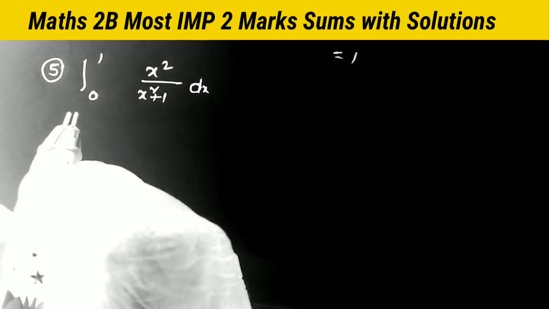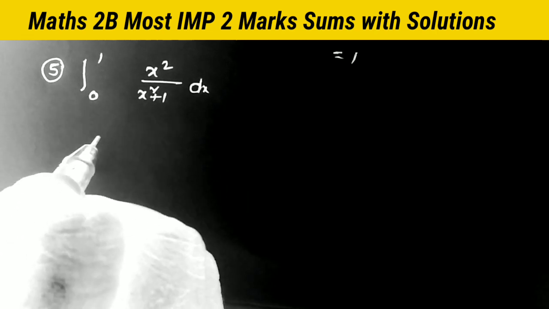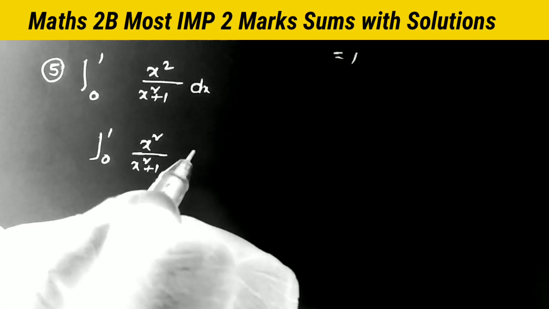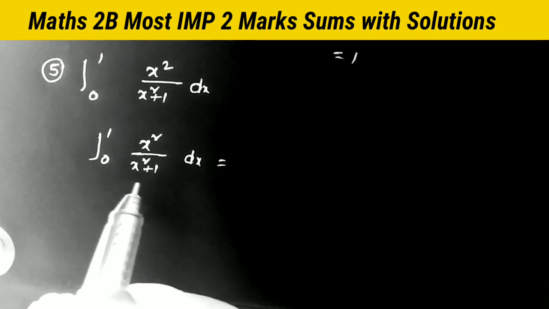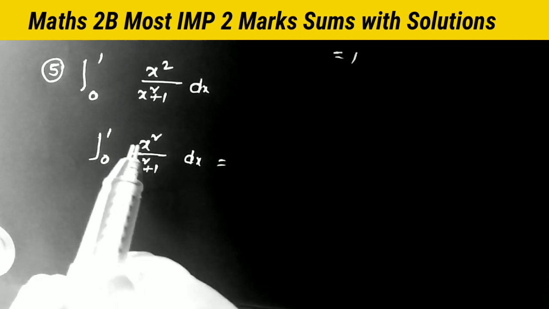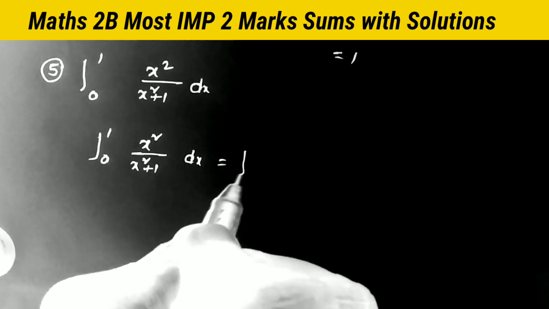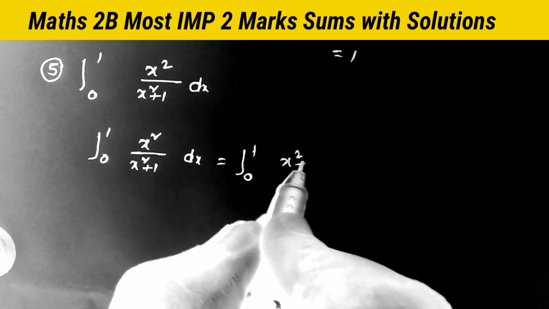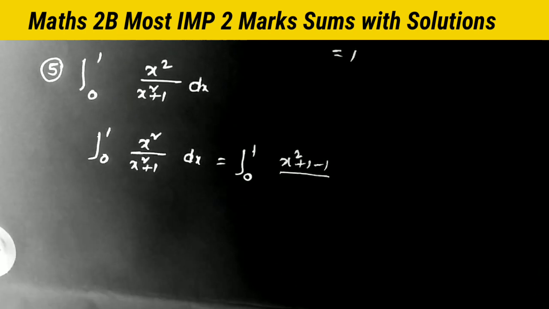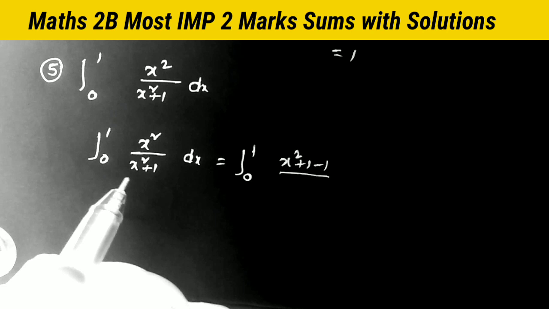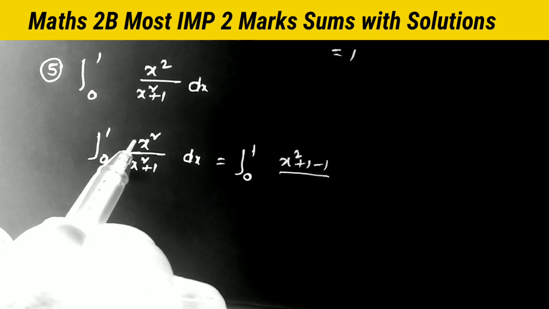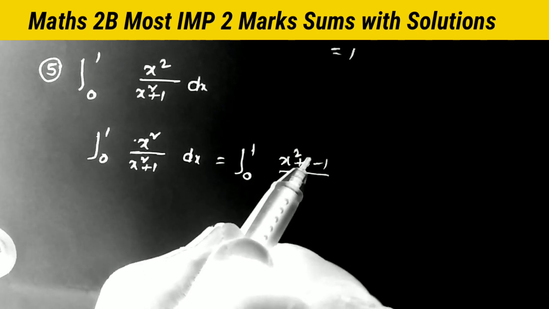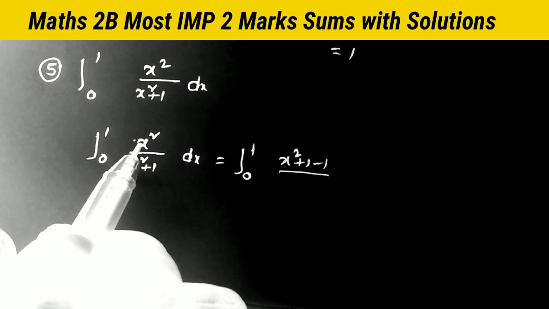Next problem. Integral 0 to 1 x square by x square plus 1 into dx is equal to. So at the denominator we have the term x square plus 1 and at the numerator we have only x square. So forming the same term of the denominator at the numerator, that is just adding plus 1 minus 1 to the numerator like that. We have to form the same term of the denominator in place of the numerator also. Here we have x square plus 1. We want the same term at the numerator, that is adding plus 1 and minus 1 to the numerator like that.